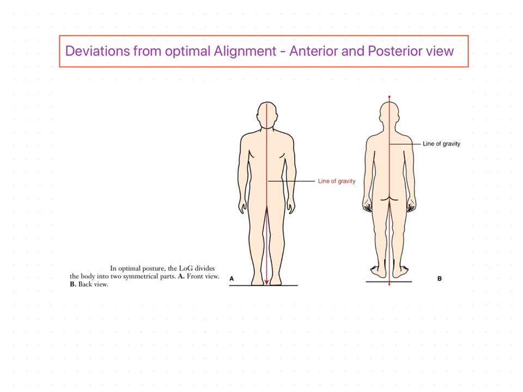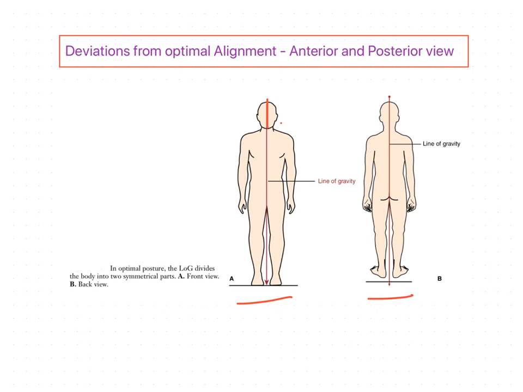Before discussing these deviations, we should know where the LOG actually falls in the anterior and posterior views. In both views, the LOG bisects the body into symmetrical halves. So here the body is divided into two symmetrical halves. The head is straight with no tilting or rotation evident, and the face is bisected into two equal halves.